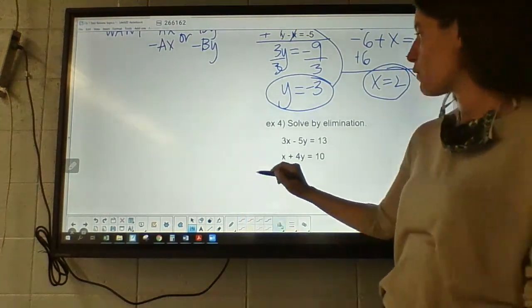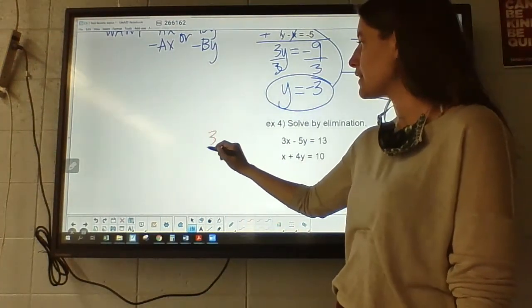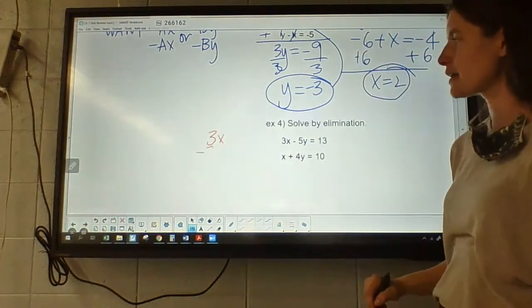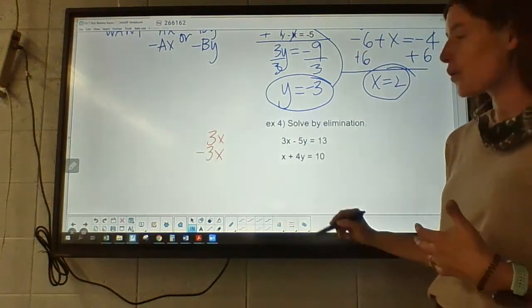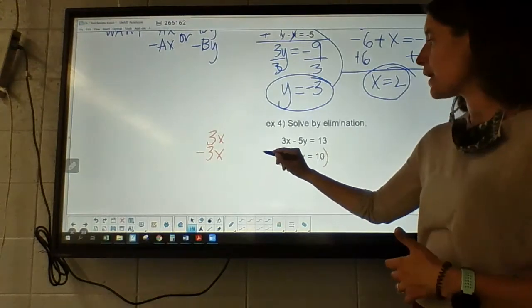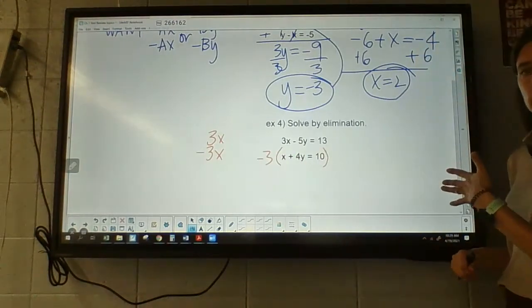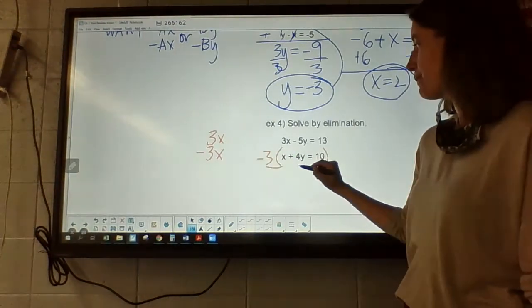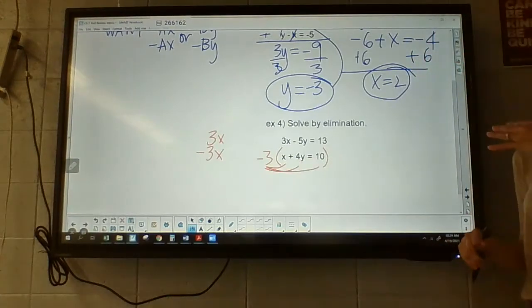So basically what I want to have happen here is have 3x and a negative 3x, because then they'll cancel. So in order to get that to happen, I have to multiply this bottom whole row by negative 3. But I have to do that to the whole bottom row.